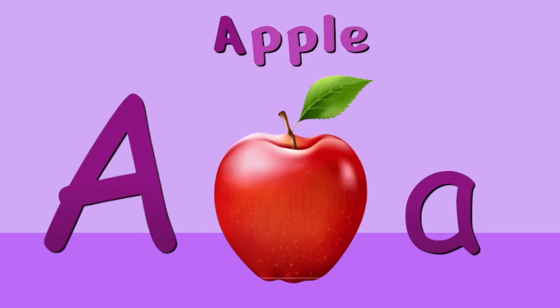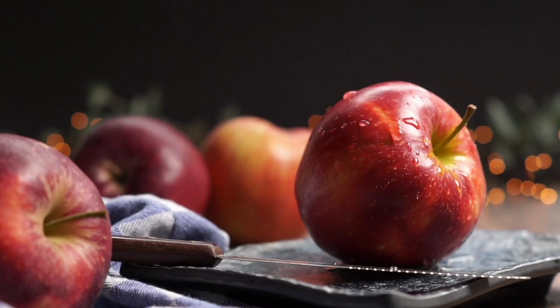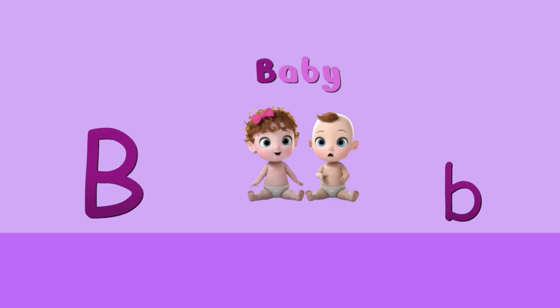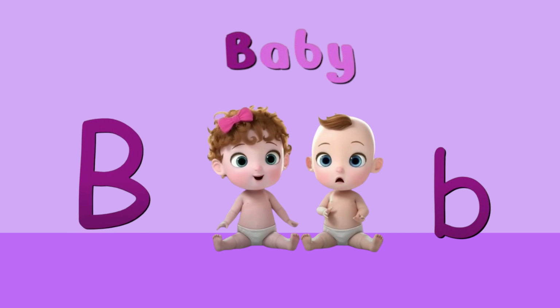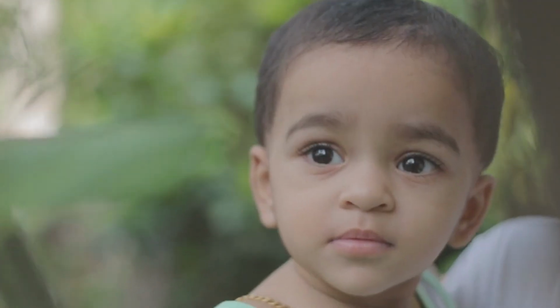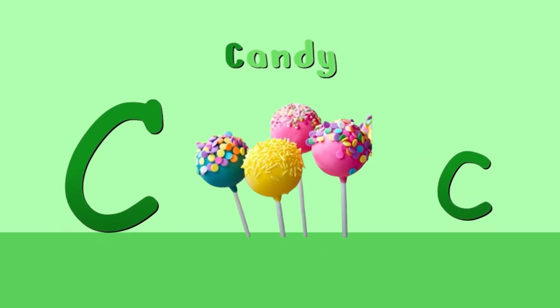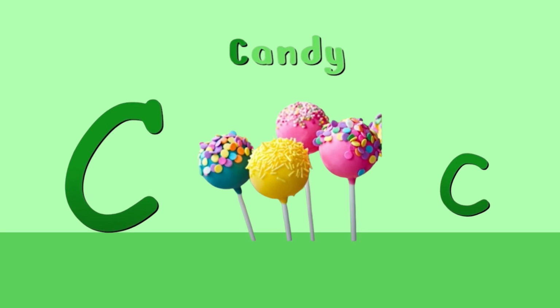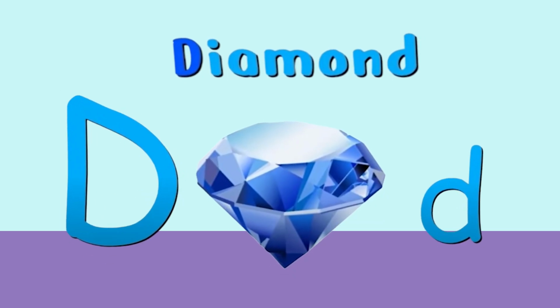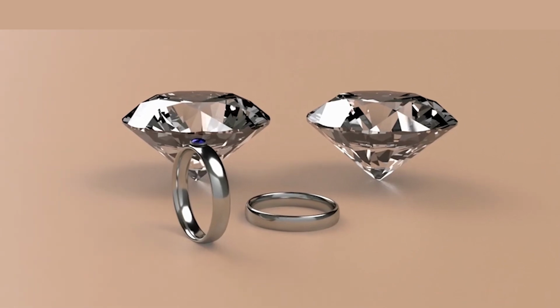A is for apple, apple, apple. B is for baby, baby, baby. C is for candy, candy, candy. D is for diamond, diamond, diamond.